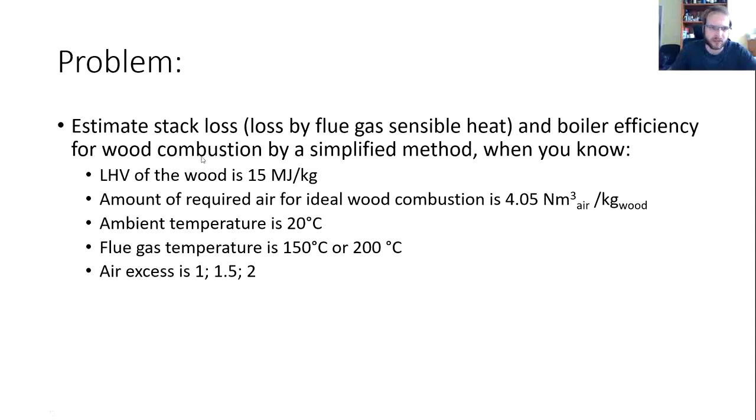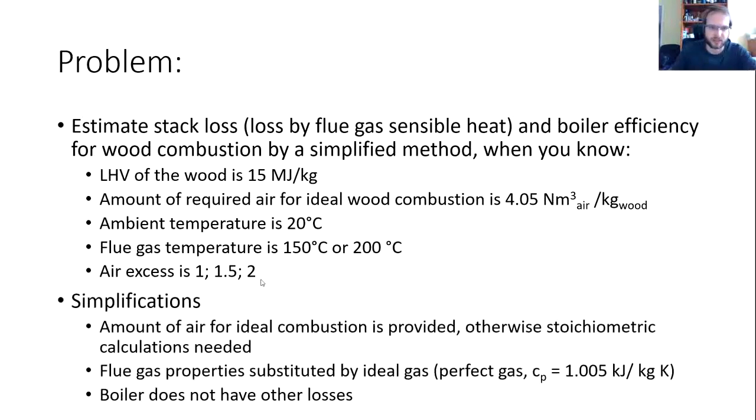What do we know are the following things. The lower heating value of the wood, which we are combusting, is 15 megajoules per kilogram. We are provided with the amount of required air for ideal combustion of this wood, which is 4.05 normal cubic meter of air per 1 kilogram of wood. We know the ambient temperature, and we will calculate the results for two cases of flue gas temperature exiting from the boiler, being 150 and 200 degrees C, and for three cases of air excess, being 1 for ideal stoichiometric combustion, 1.5 and 2.